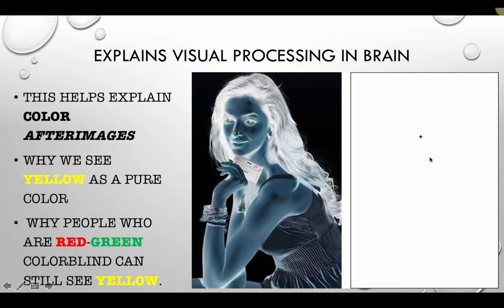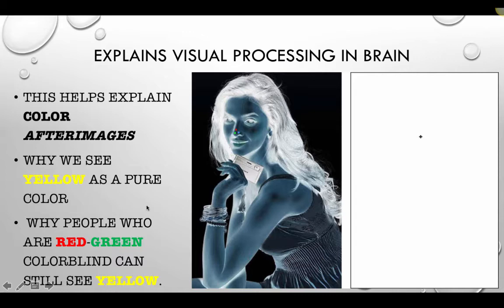So the after image is always the opposite opponent processor. If we're staring at yellow, blue will be the after image. If we're staring at green, red will be the after image. If we're staring at blue, yellow will be the after image.